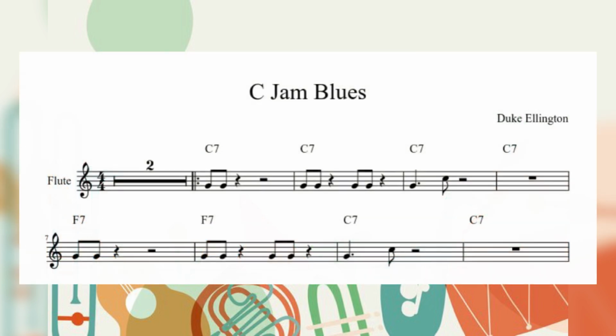Before improvising in jazz, it's customary to play the theme first. Today we will play the jazz standard C-Jam Blues, written by the famous jazz pianist and conductor Duke Ellington. Before starting, you can listen to many versions of this composition online. Let's listen to the theme.